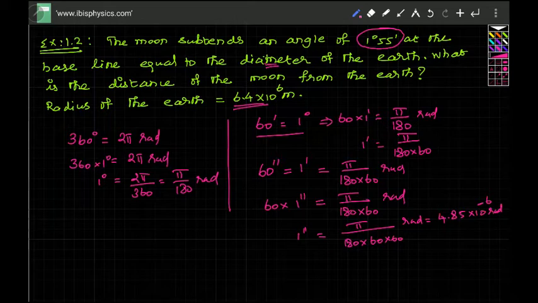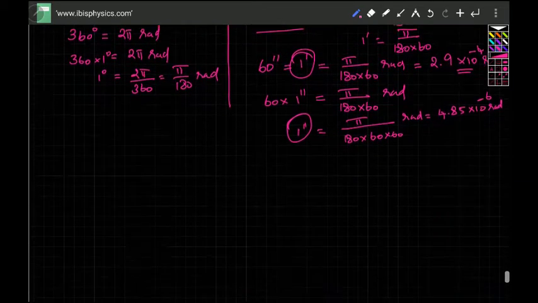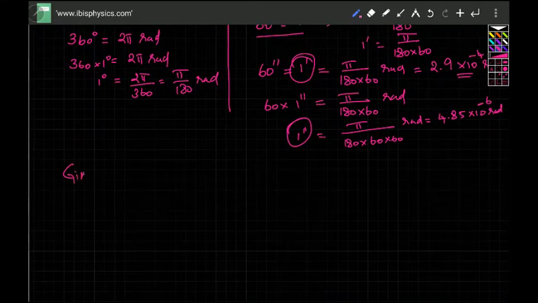So whenever it comes to converting minutes into radians, instead of using the minute value, which is approximately 2.9 into 10 power minus 4 radians, we will convert the minutes into seconds, and from seconds we will convert into radians. That's what we are going to use here. Here they have given the angle as 1 degree 55 minutes. So let's come back to that.